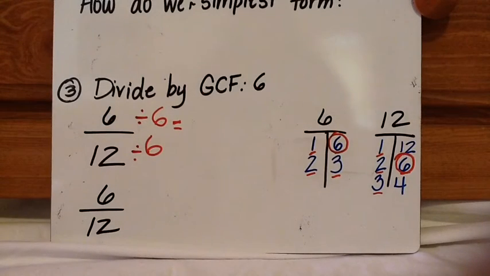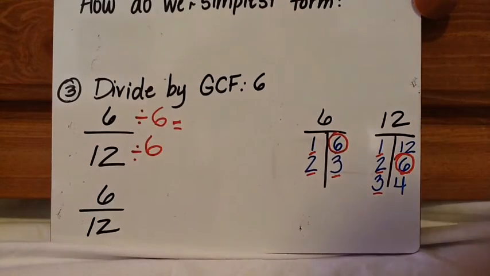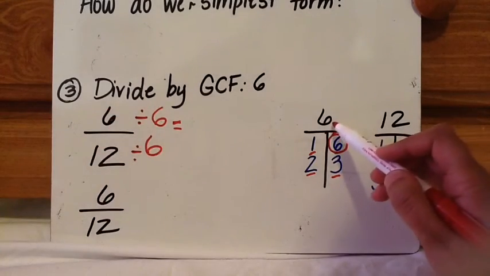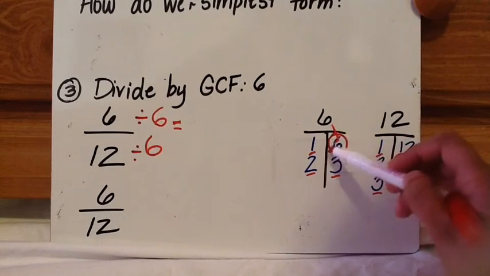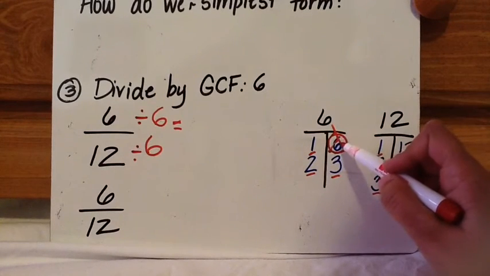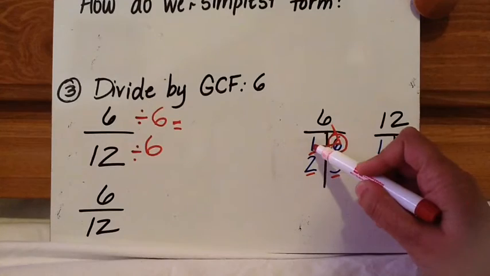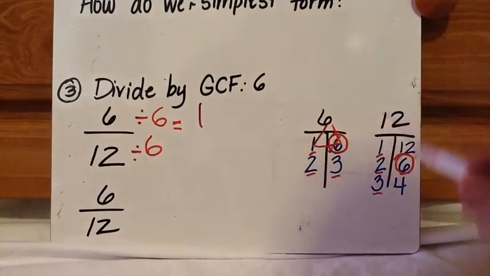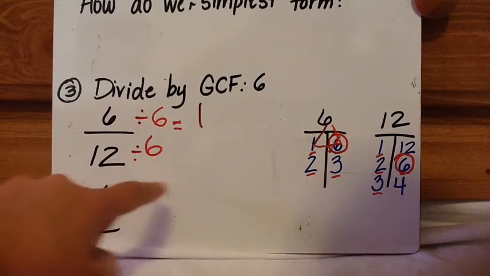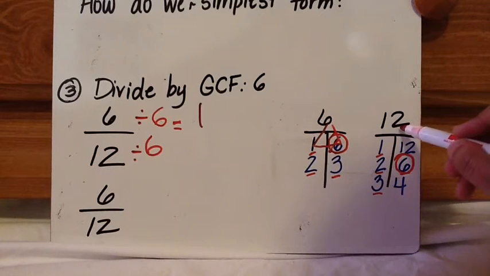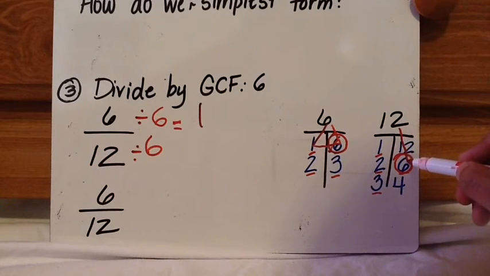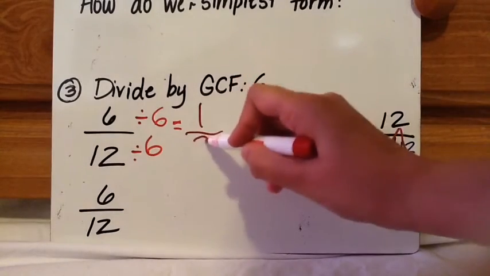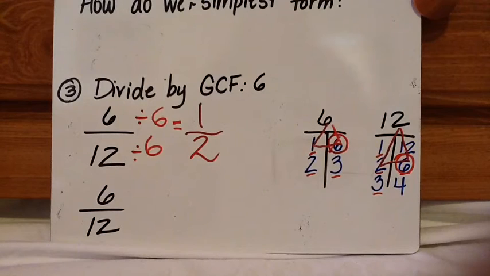Now this is where the T-chart method is amazing. You set up your division problem. 6 divided by 6. So you take this and you say 6 divided by 6 is, and you create a triangle, which is a 1. So 6 divided by 6 is 1. 12 divided by 6. So you look over here, you create the triangle. 12 divided by 6 is 2. Then you complete your triangle. So there's your answer, 1/2.